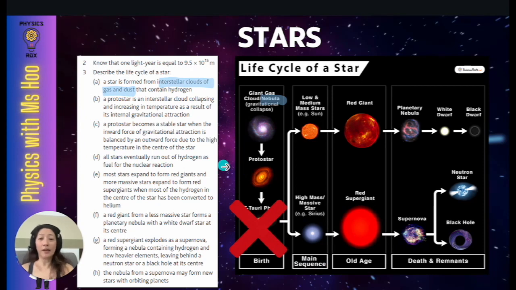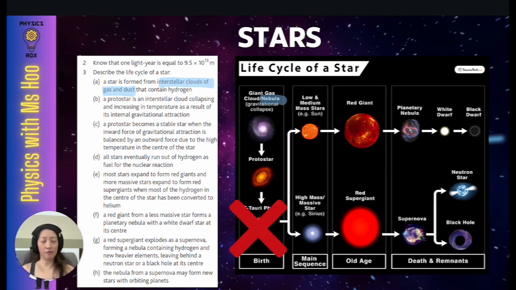The protostar becomes a stable star when the inward force of gravitational acceleration, because of its high mass, is balanced by the outward force due to the high temperature in the center of the star. So in the sun, there are nuclear fusion reactions producing energy. When this inward force is balanced by the outward force, it's stable.